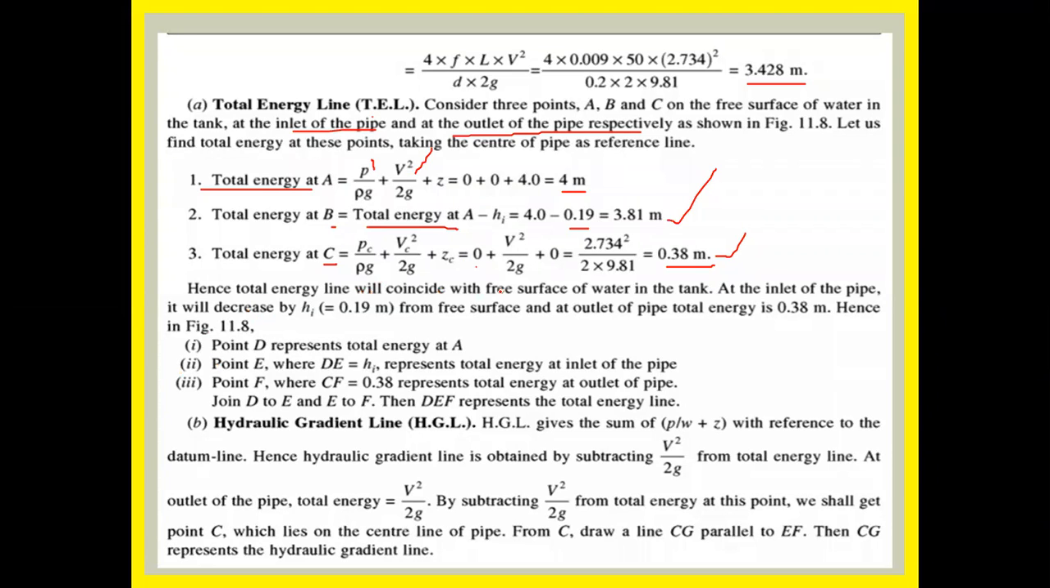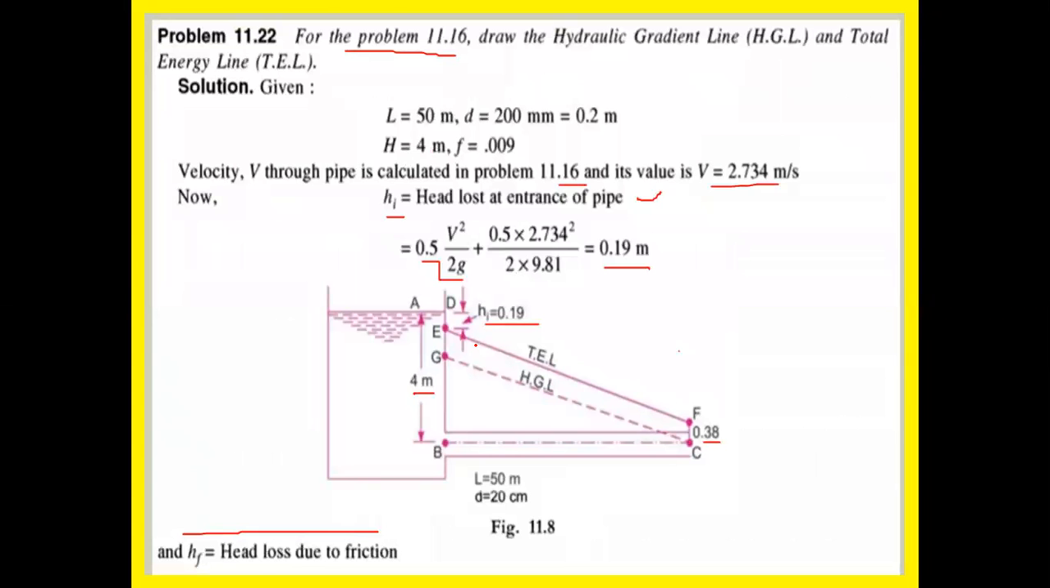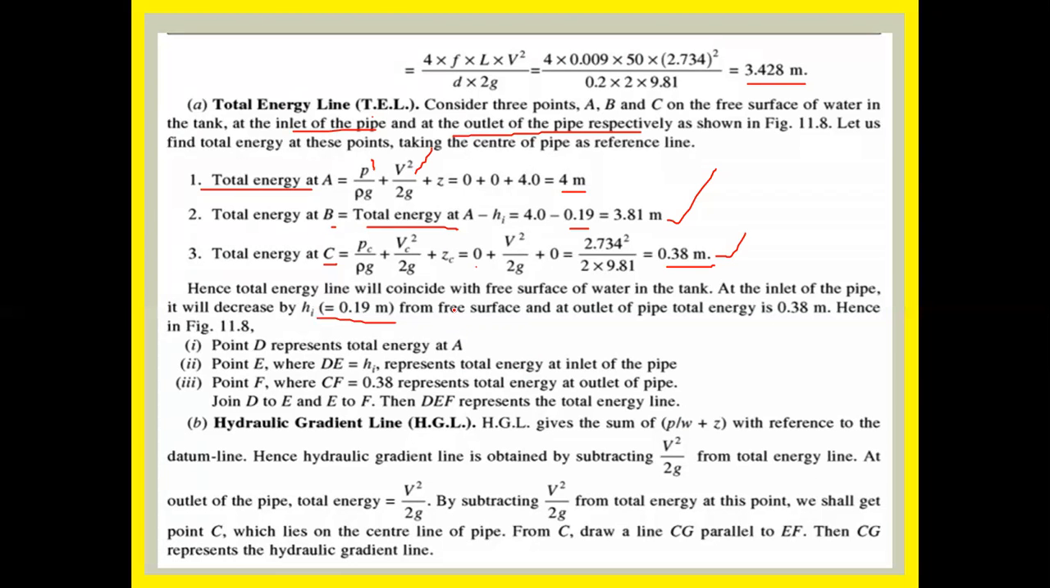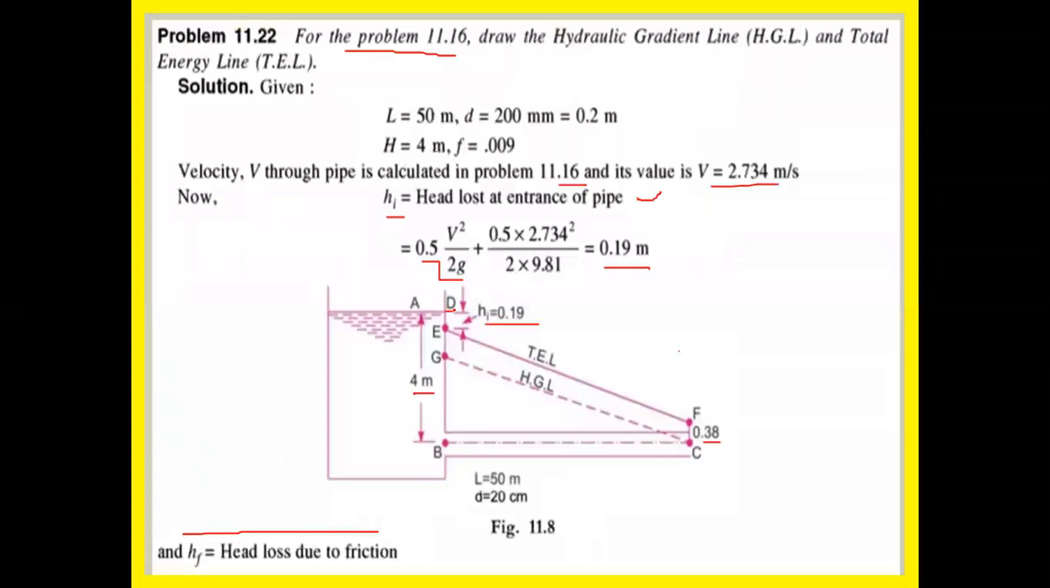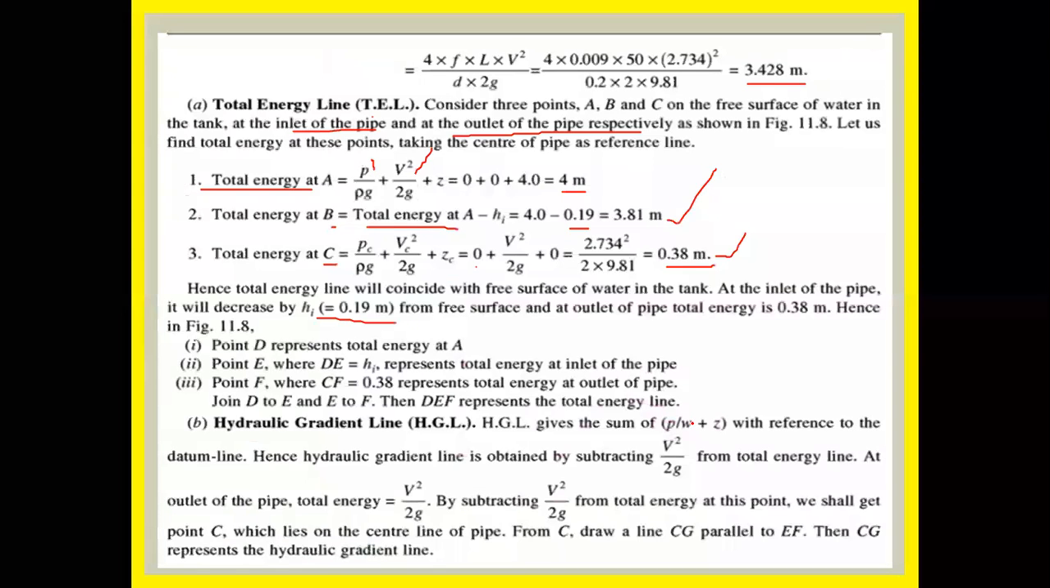Hence the total energy line will coincide with the free surface of the water in the tank. At the inlet of the pipe it will decrease by HI, which is equal to 0.19. Therefore, from this figure 11.8, point D represents the total energy at A. Point E is lower by HI, and F, with CF equal to 0.38, represents the total energy at the outlet.